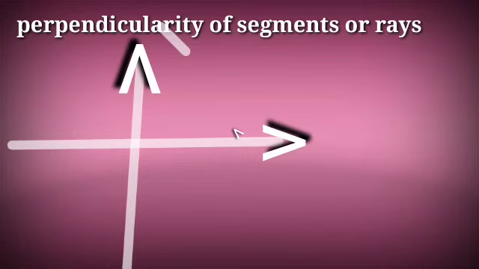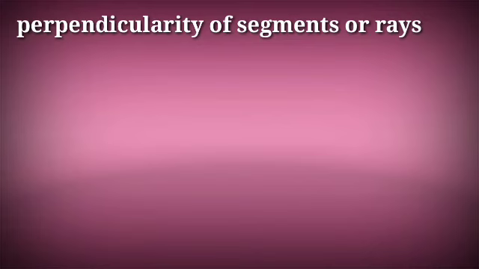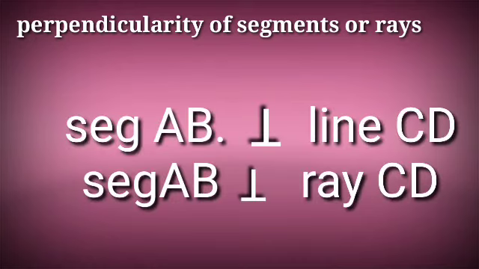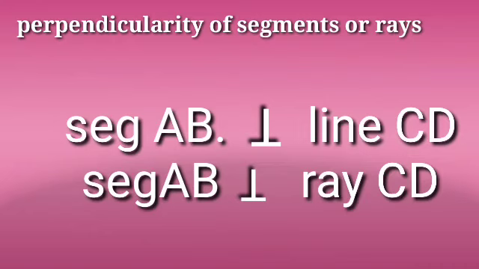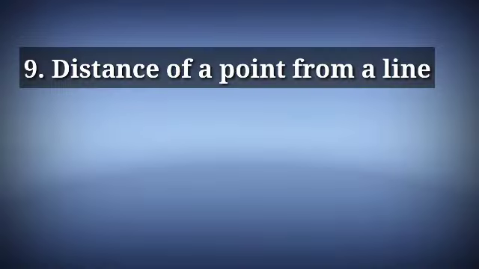Perpendicularity of segments or rays. If the lines containing two segments, two rays or a ray and a segment are perpendicular to each other, then the two segments, two rays or the segment and the ray are said to be perpendicular to each other. It is written like the above.